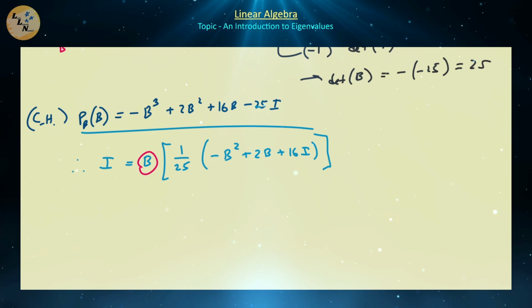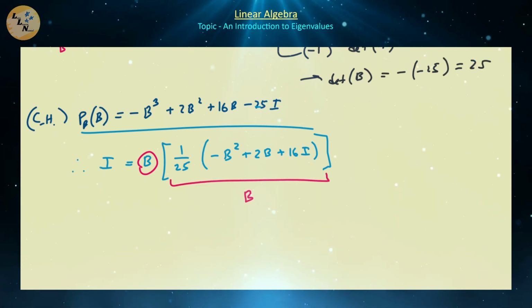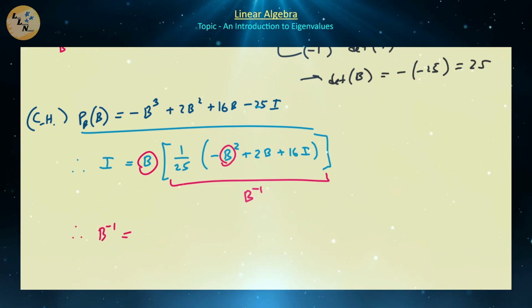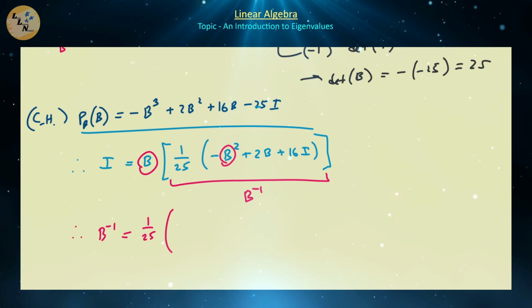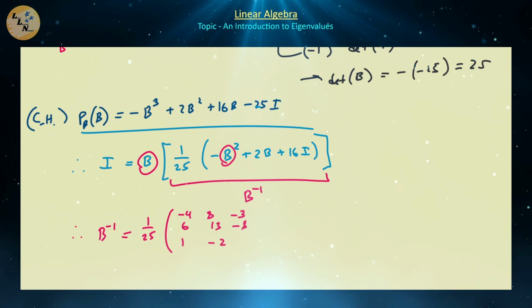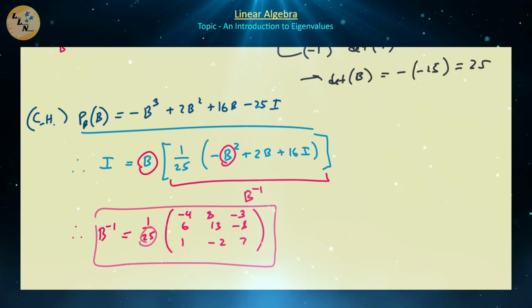So since we have B on the left-hand side and we could do it for the right, this term can be found to be the inverse of B. So as long as you square that matrix B, then negate it, then add the scalar multiple of 2 to it, add the 16 identity matrix, add them together, that will give you the inverse matrix once you divide by 25. Therefore, the inverse matrix can be found, once you work out the calculations, to be 1 over 25 times minus 4, 8, minus 3, 6, 13, minus 8, 1, minus 2, and 7, where this number in the bottom is the determinant of B.